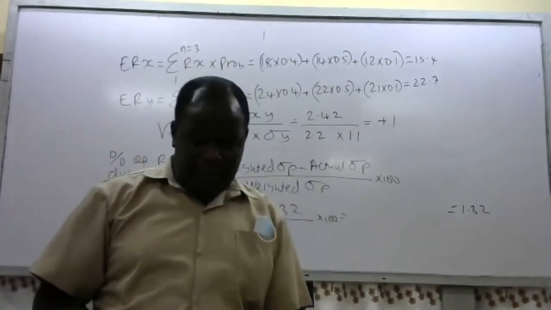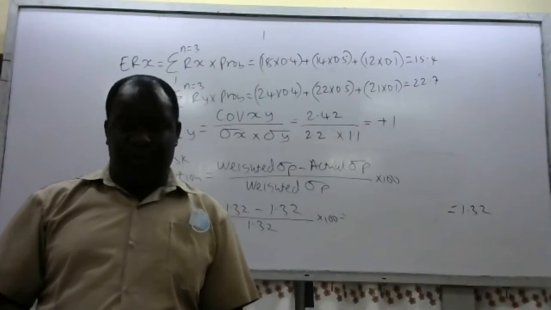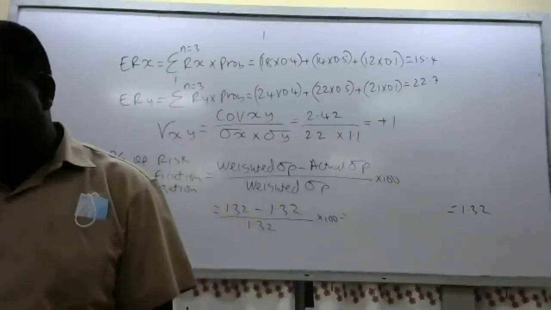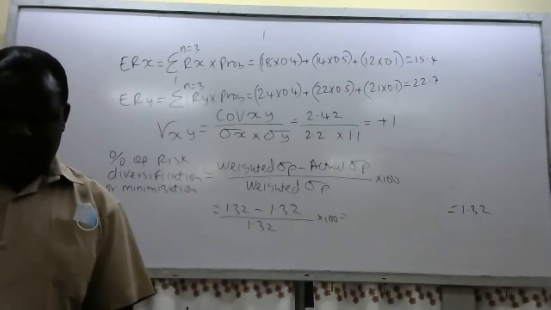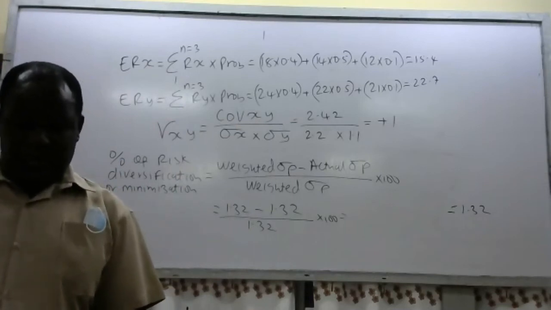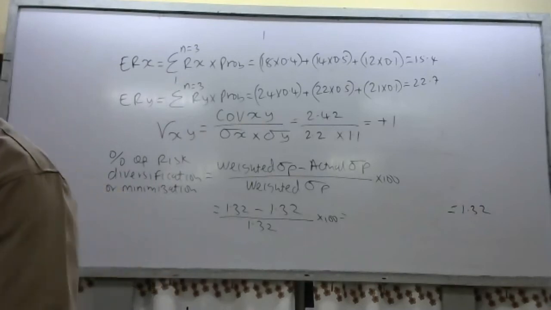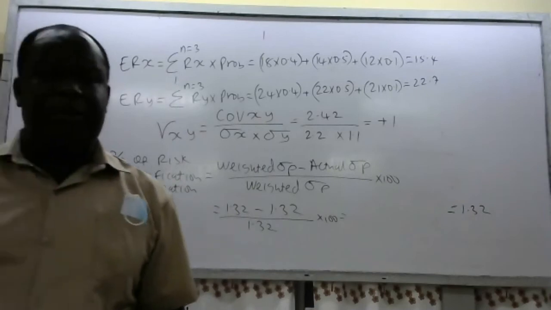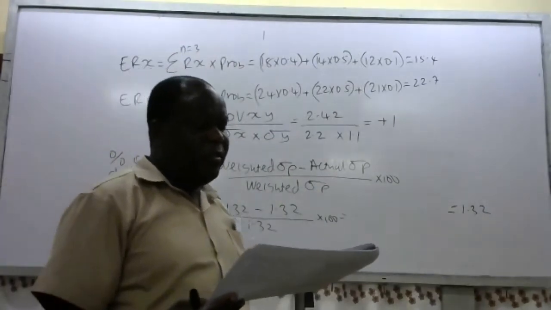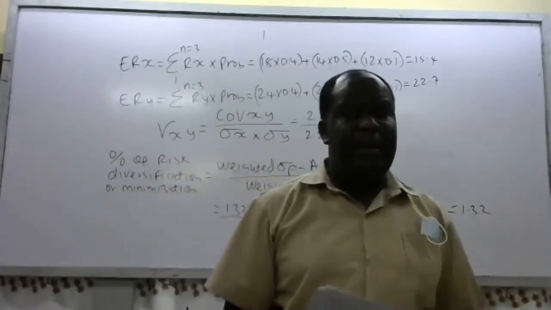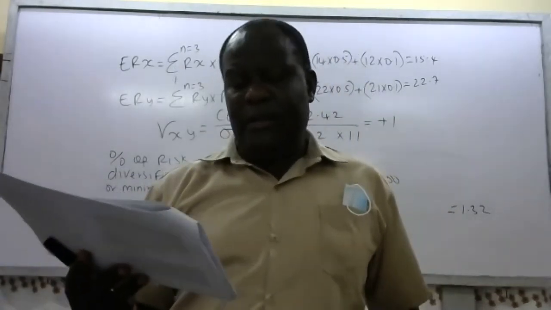So let us go through the question. The question is for the sitting of May 2016, question number 2, part A. So that question is supposed to read that Biashara Limited wishes to invest in stock M and N.